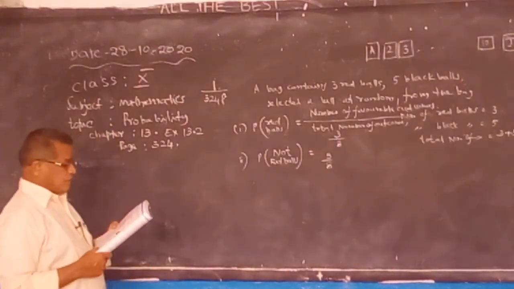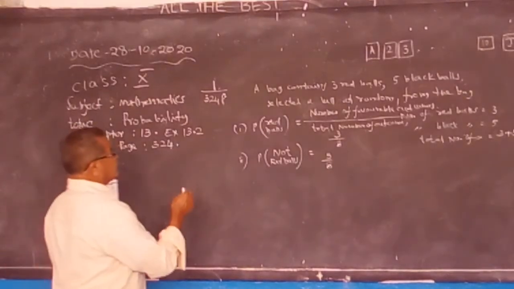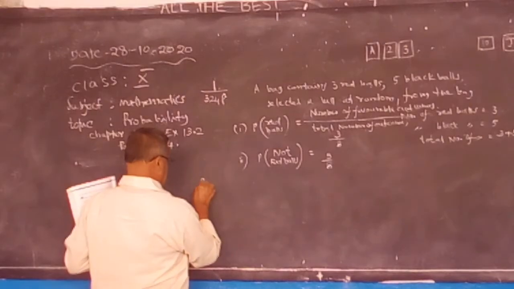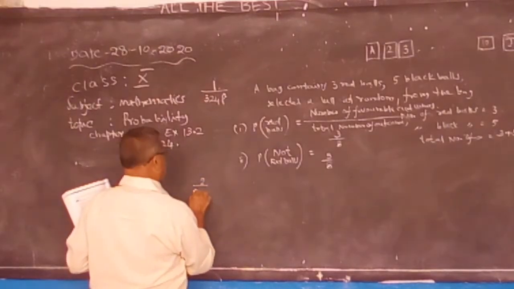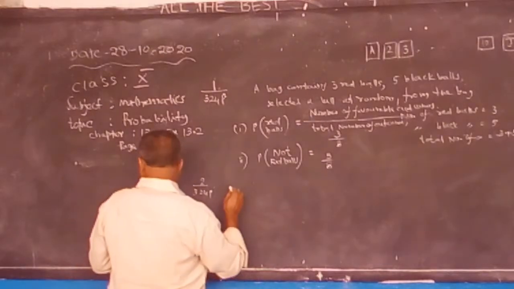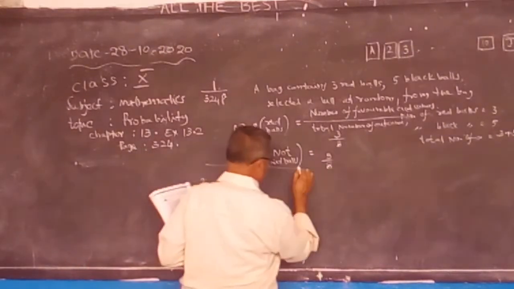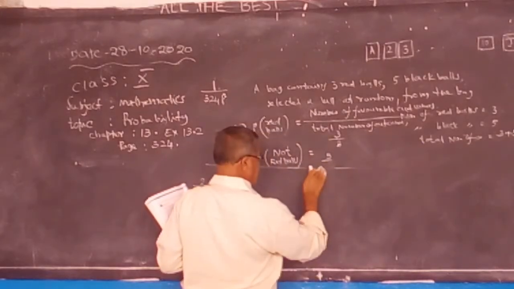See, second question. Same question. A box contains, second question, page 324. This is 5 by 8.